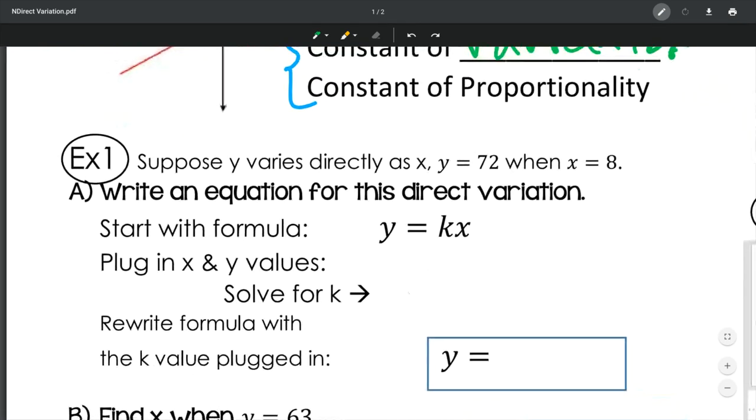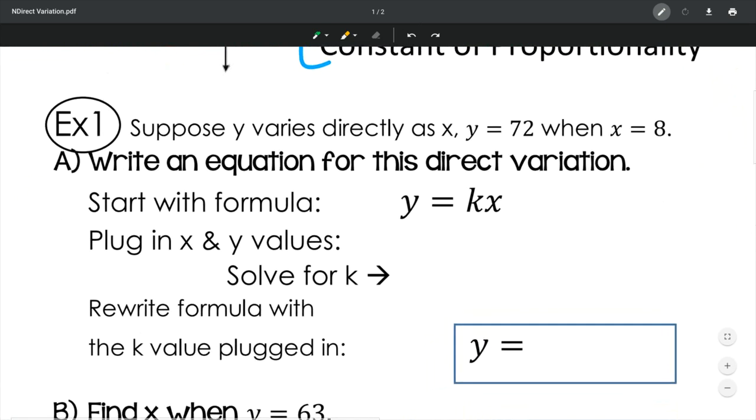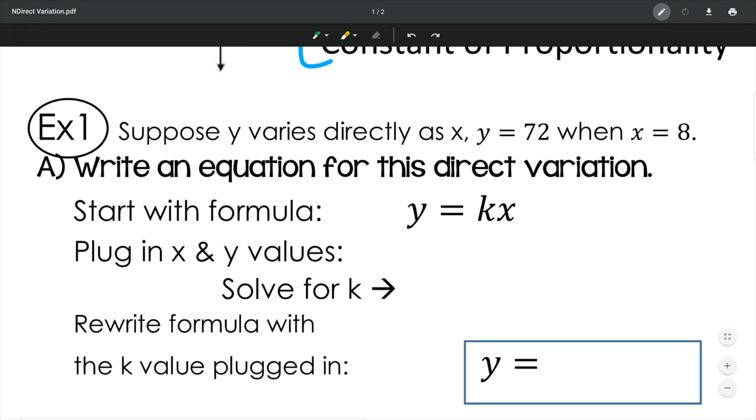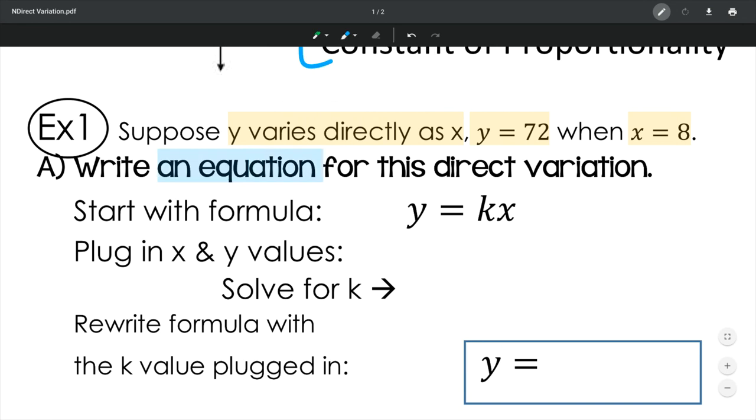When you see it in problems, you're going to see it a couple of different ways. And we're going to look at 1a first. 1b is a different type of problem. You're going to see that y varies directly as x when y is 72 and x is 8. For part A, it's asking us to find an equation for this direct variation.